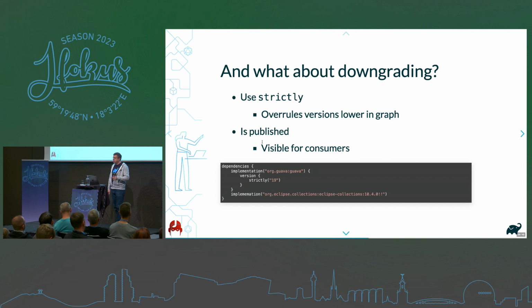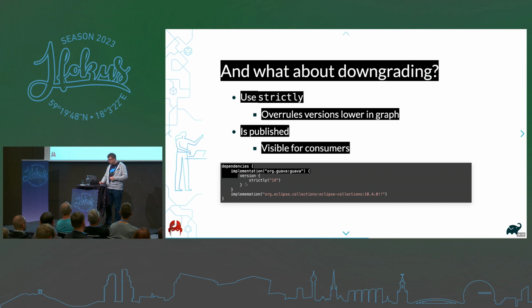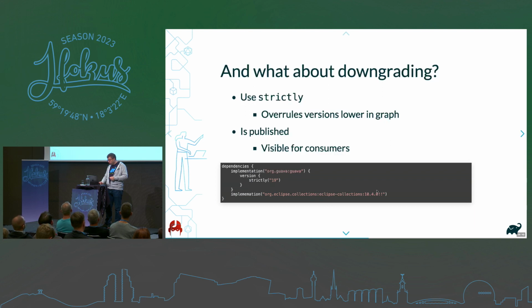But there is a big difference. It's actually published and visible for consumers. And I'm going to explain with graphs how that works. The way you do that is you can either do the explicit version strictly that you can see here, or we actually have a shortcut notation, which is the double bang, indicating that this is an enforced version, effectively.